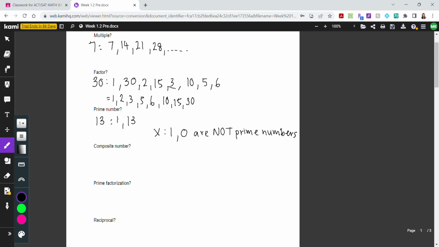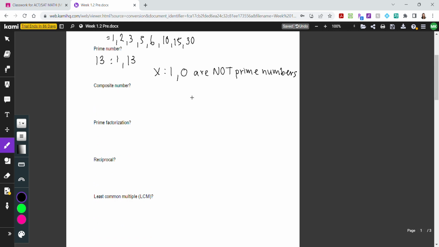All right. Now, the next thing that we have are composite numbers. A composite number is essentially the opposite of a prime number. It is a whole number that isn't prime, so it has more than two factors. For example, let's take 12. 12 is considered a composite number because it has factors 1, 2, 3, 4, 6, and 12. So it has more than two factors, and that's why it's considered a composite number.